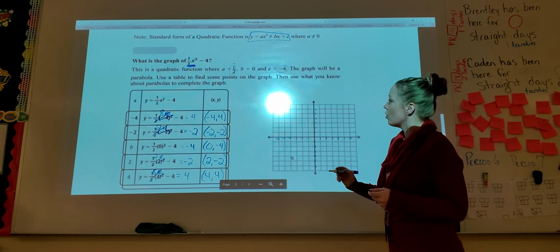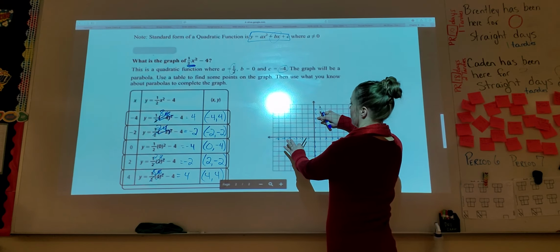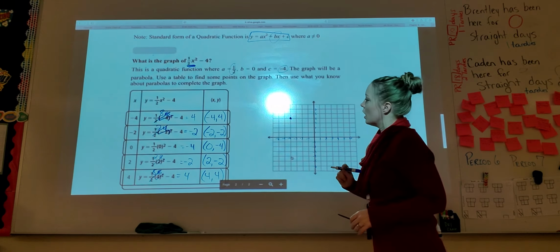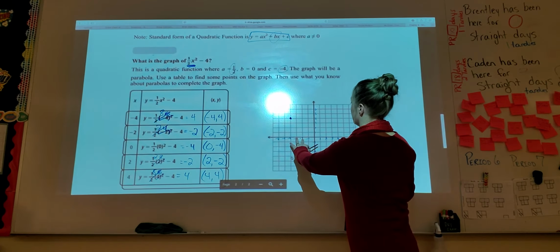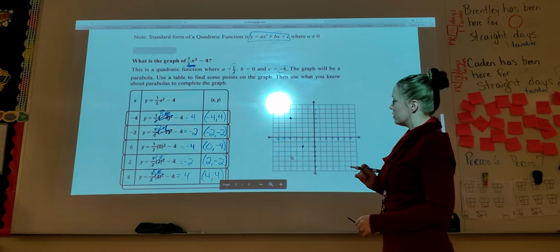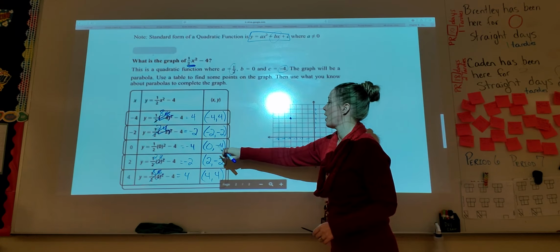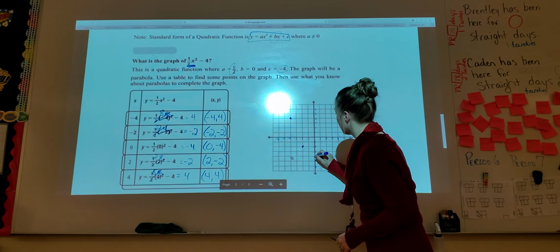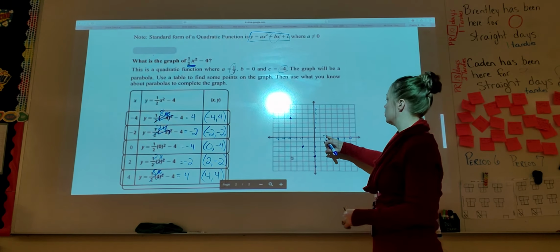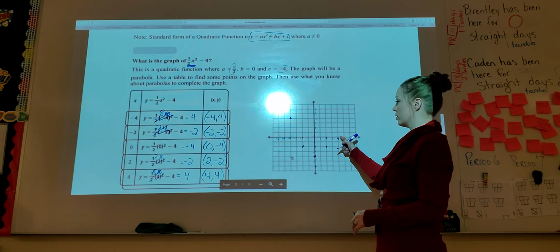Okay, so I've got the point -4 and 4. So -4 for my x, 4 for my y. That's this point right here. -2, -2. So -2, -2 is here. And 0, -4. So 0, -4. The -4 is in the y, so I'm on the y at -4. And then 2, -2. So 2, -2 is going to be here. And then 4, 4 is there.